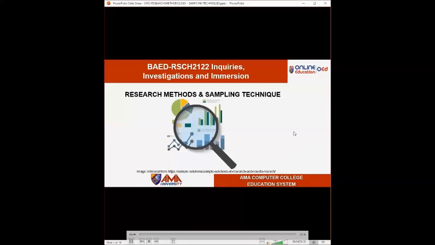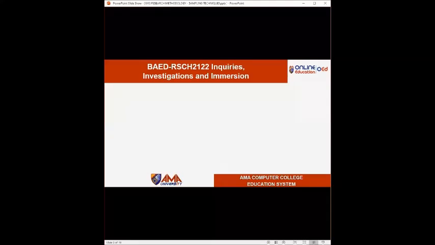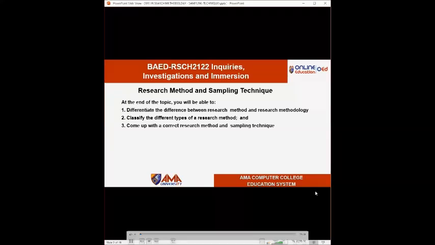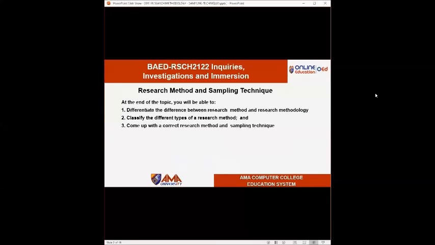Our lesson for today is about research methods and sampling technique. After this discussion, we are expected to differentiate the difference between research method and research methodology, classify the different types of research method, and come up with a correct research method and sampling technique.